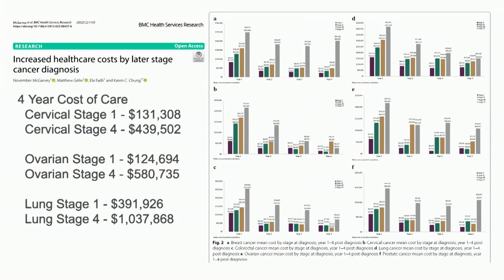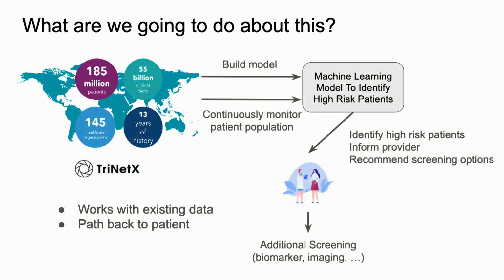It turns out that it's also cheaper to care for people if they're diagnosed early than late. So there's a financial incentive as well to be sure that we get this early stage versus late stage diagnosis. All right, so now the question is, what are we going to do about this problem? Here's what we're going to do.